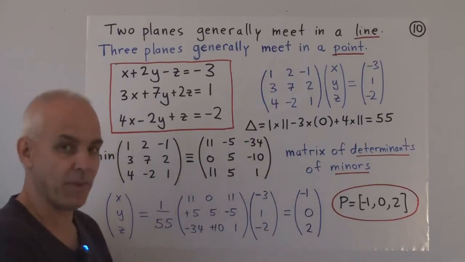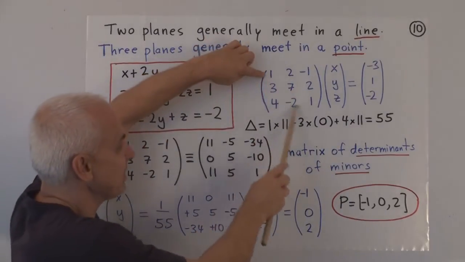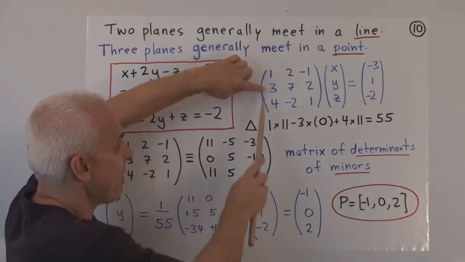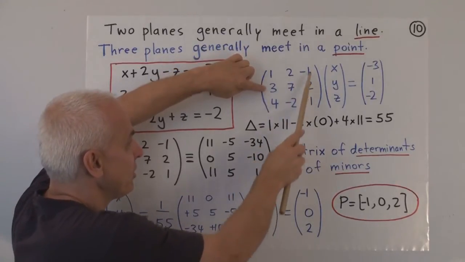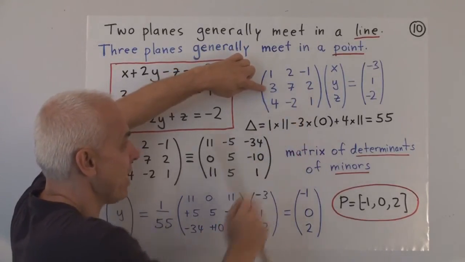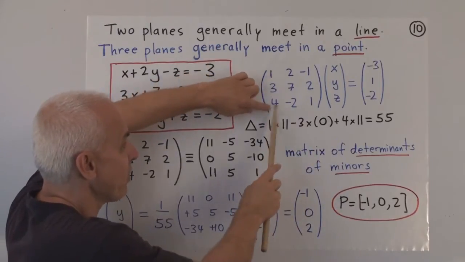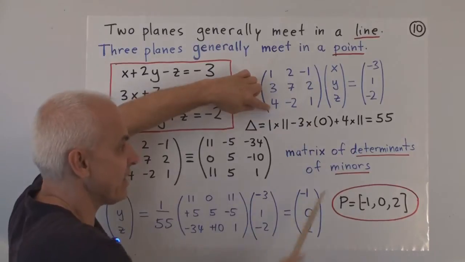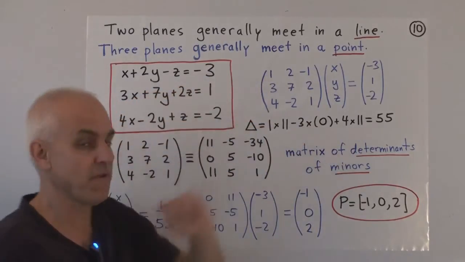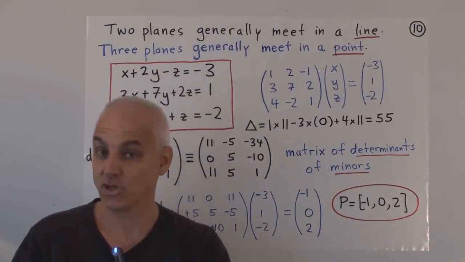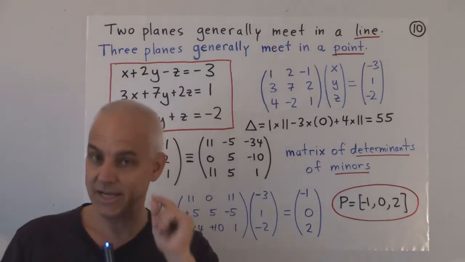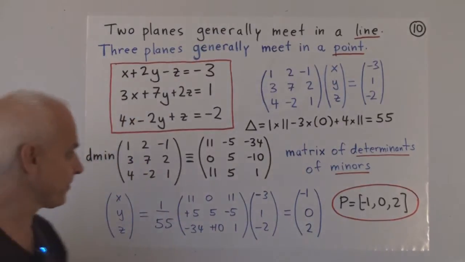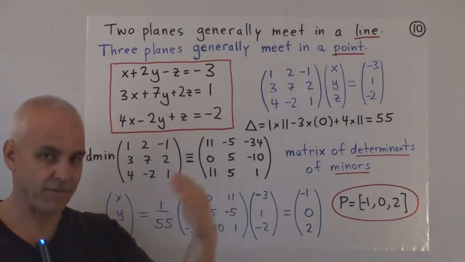The determinant of this matrix is 1 times this 2 by 2 determinant, 7 plus 4, that's 11, minus 3 times this 2 by 2 determinant, that's 2 minus 2, that's 0, plus 4 times this 2 by 2 determinant, 4 minus 7, that's 11, for a total of 55. That's non-zero, so this matrix is invertible. How do we find its inverse? Well, let's do it in a few steps.